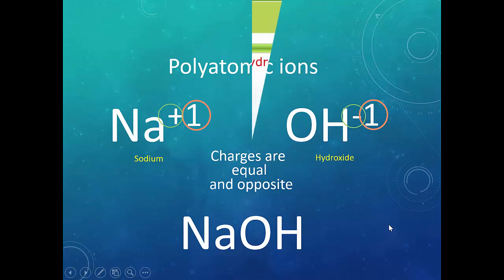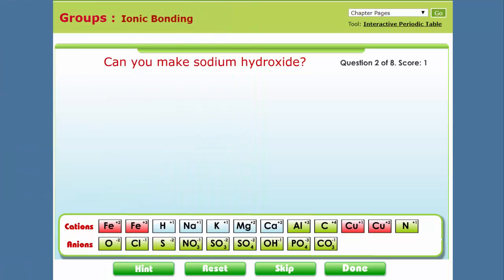Let's look at why that works. Let's look at how to make sodium hydroxide. So here's my old friend sodium that has lost an electron. And then I'm going to look at the hydroxide ion. Hydroxide is a polyatomic ion. Poly means many. Atomic means atoms, so it's simply an ion that is formed of more than 1 atom bonded together.